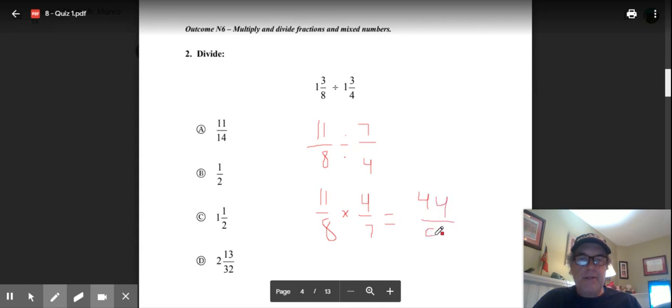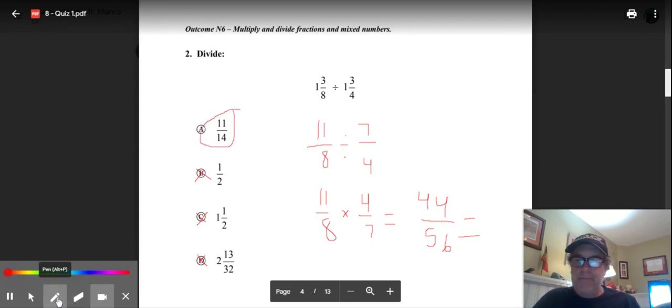over 56. And you go over here to find an answer. It's not there. Well, you know that's not more than 1, so get rid of that one. You know it's not 2 because it's a lower fraction. And it certainly cannot be a half because that would be 44 over 88. So when you reduce it, you'll find that 4 will go into the top and the bottom, leaving you with 11 over 14.